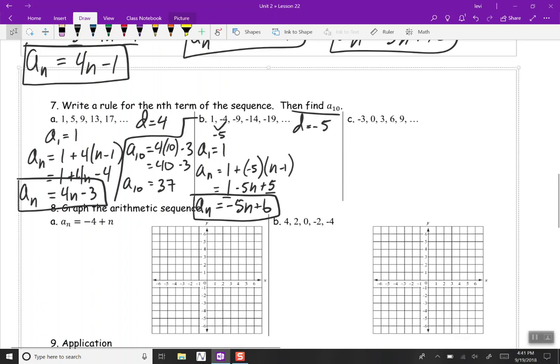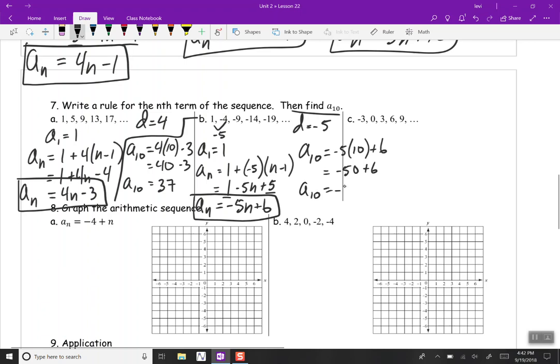So now our 10th term, a sub 10, would be negative 5 times 10 plus 6, or negative 50 plus 6. So the 10th term equals negative 44.